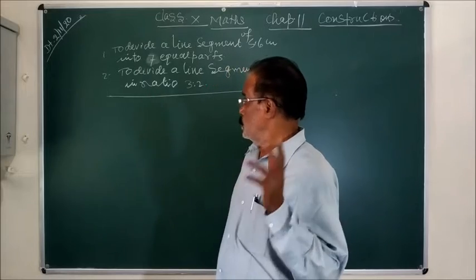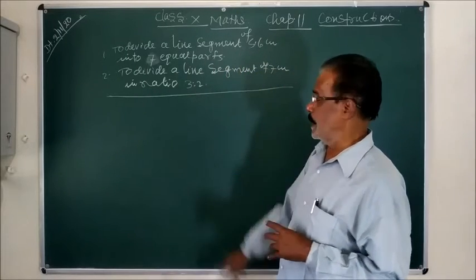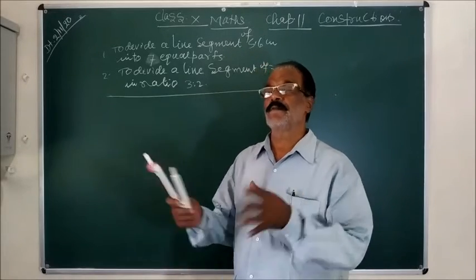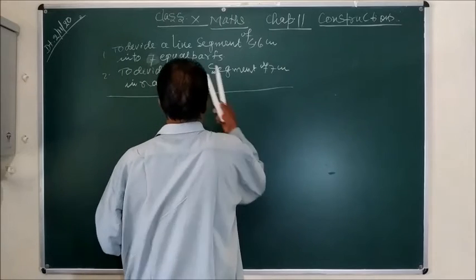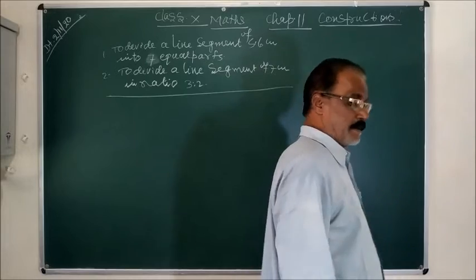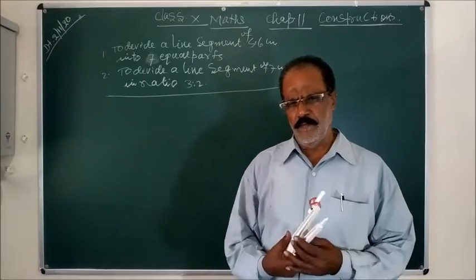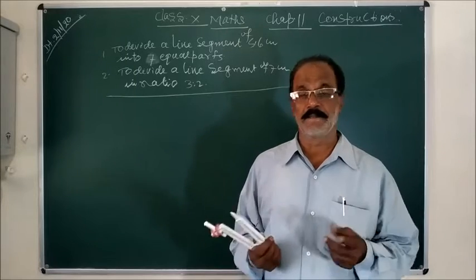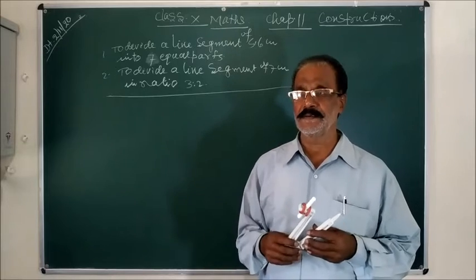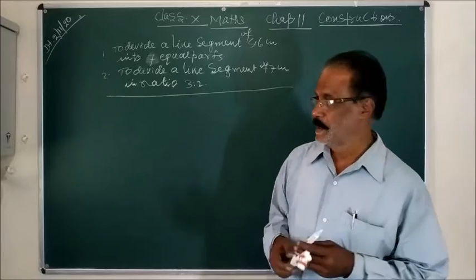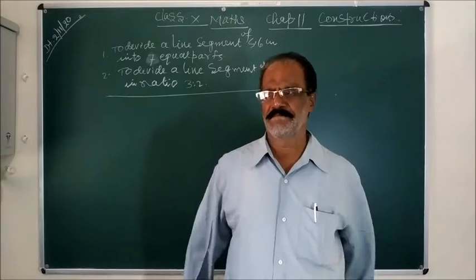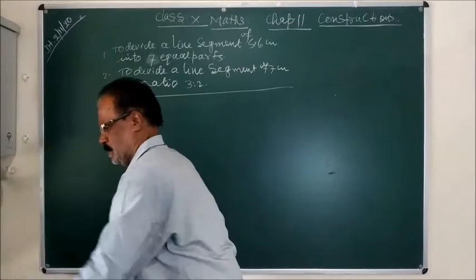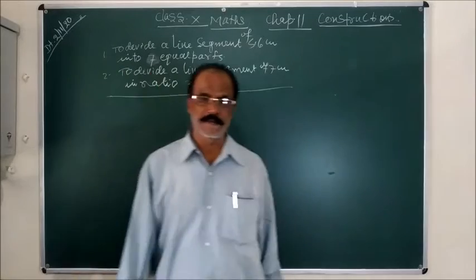So, you have to learn to divide a line segment of some measurement into some equal parts, 3 or 4 or 5 or 6 like that. And second, you have to divide a line segment of given measurement in some ratios. So first you have to learn how to divide a line segment into given equal parts or in given ratios. And second thing, in the circle, you have to learn how to draw a pair of tangents to a given circle from an external point.